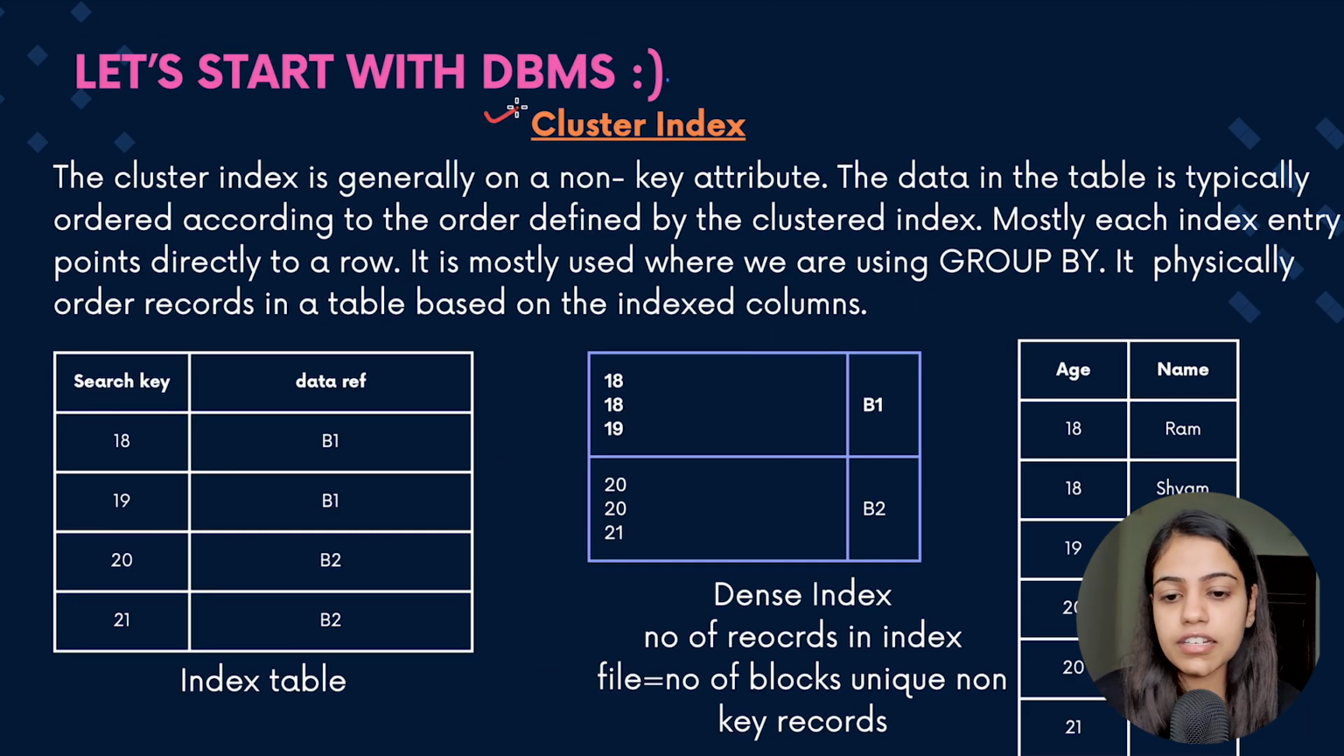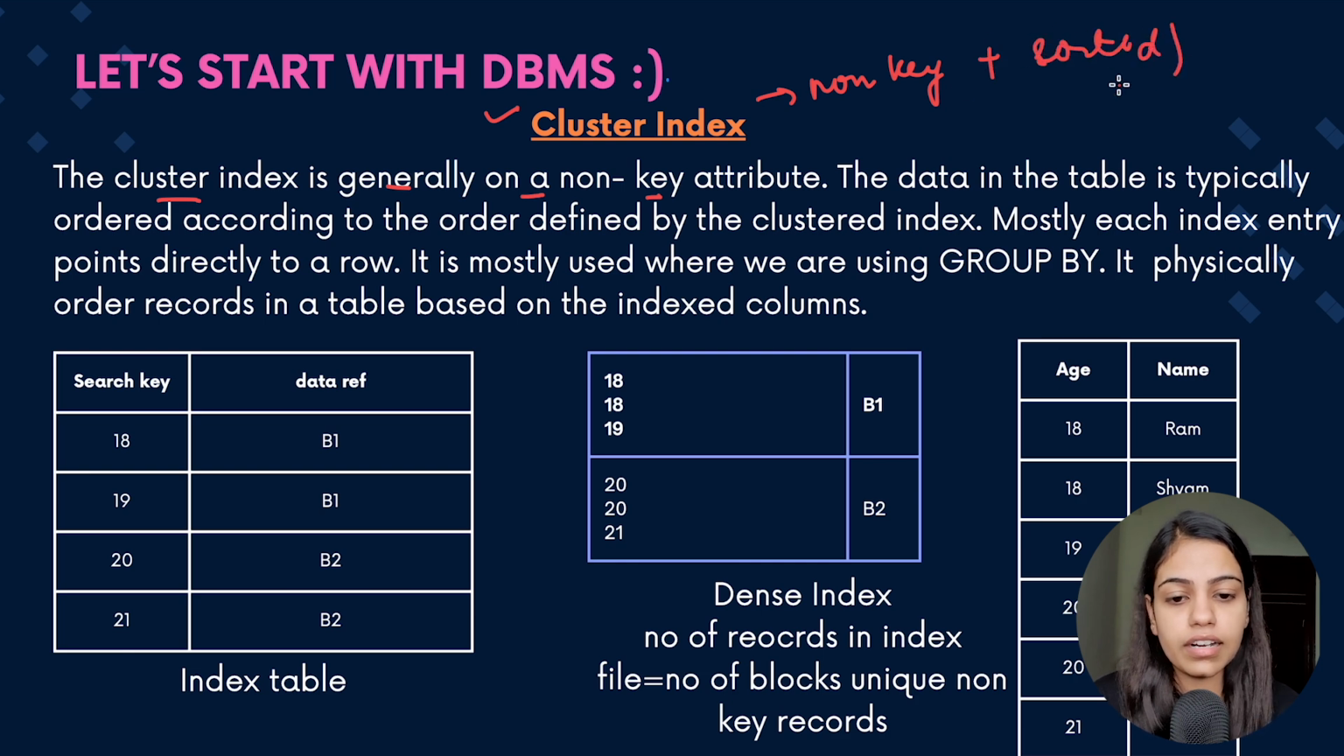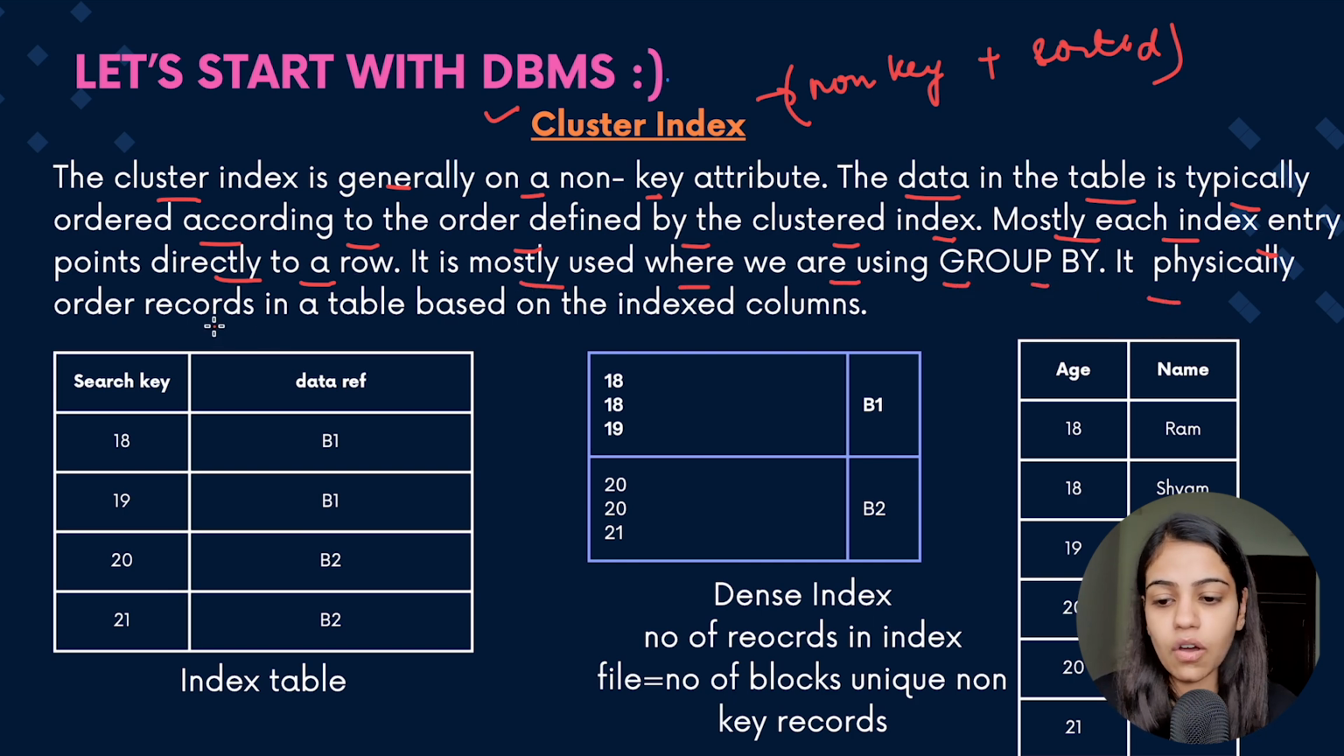Now the next one is the clustering index. Clustering index is generally done on a non-key attribute. So whenever there is a non-key attribute as well as the data is sorted, we use the clustered index. The data in the table is typically ordered according to the order defined by the cluster index. Mostly each index entry points directly to a row. It is mostly used whenever we are grouping the data. It is physically ordering the records in a table based on the index column.